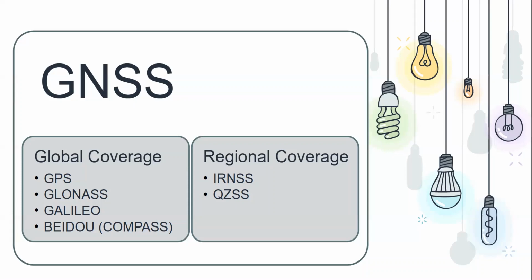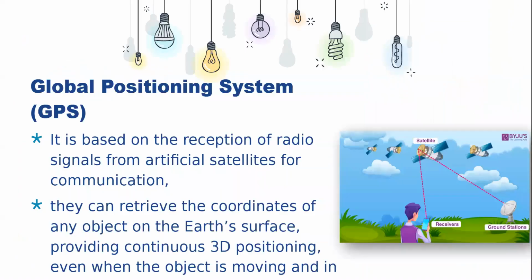The most popular and widely used GNSS is GPS. So GPS, as I said in the previous slide, is a global positioning system. It is designed, developed, and maintained by the United States of America. It was first designed for military purposes, but in 1980, it started for use by the public.